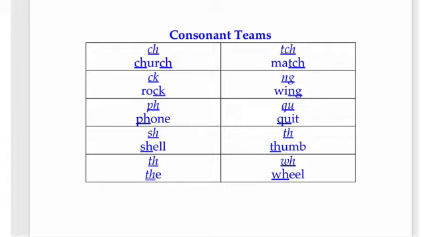Finally, WH represents the sound "w," as in the word wheel. Some people pronounce WH with a slight H sound in front, "hw," but most people now only use the W sound when they are pronouncing a word with the WH team. So for our purposes, when we see WH, I will assume that it's representing the sound "w."